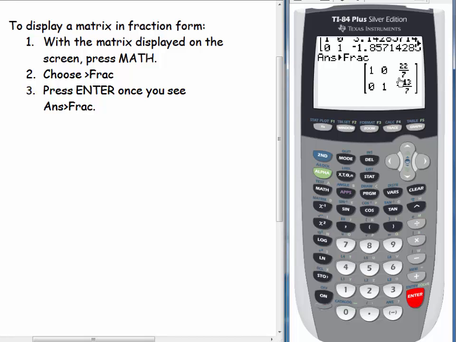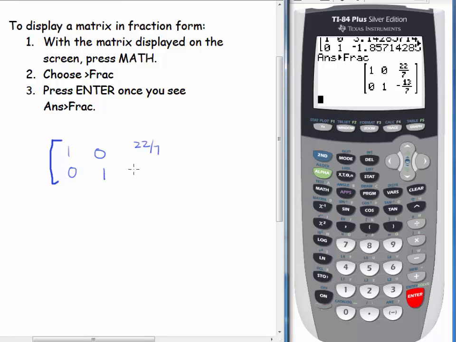You can see here that I now have the matrix 1, 0, 22 sevenths, 0, 1, negative 13 sevenths. So this tells me x is 22 sevenths and y is negative 13 sevenths.